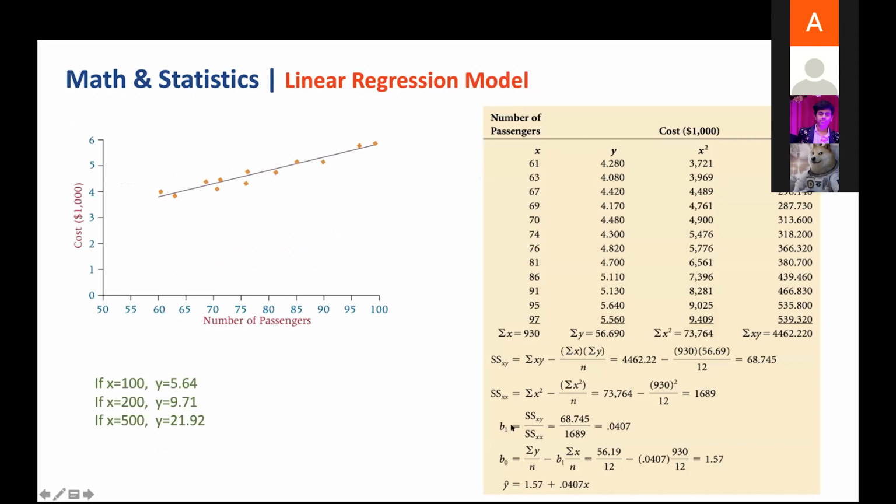So here is the model we predicted: y = mx + c. This is the number of passengers and this is the price of the tickets on the flight. If you see, as the number of passengers increases, the cost increases. So what will the cost be if there are 100 passengers? The price will be 5.64. What will the price be if the customers are 200? 9.71. What will the price be if the customers are 500? 21.92. We can put in 1000.